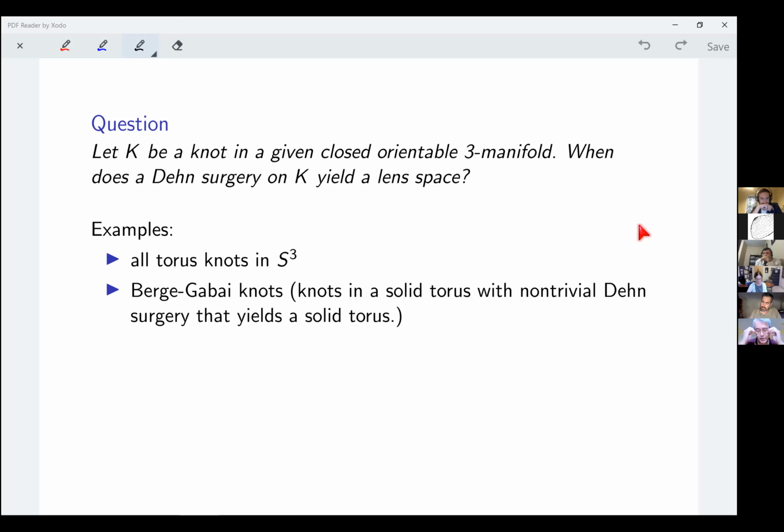So you can embed the solid torus in S3, for example, and because it doesn't change the solid torus, certainly it doesn't change. So the S3 becomes a lens space, and those knots are sort of like a one bridge knot. Most of the knot is embedded on the boundary of the solid torus, but there's like one bridge over it.